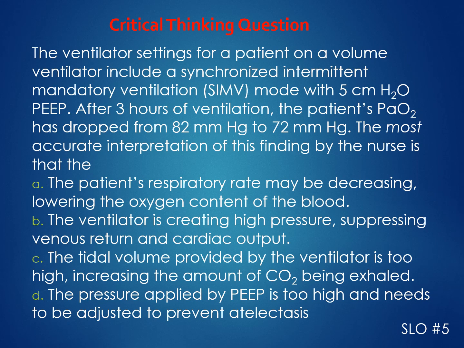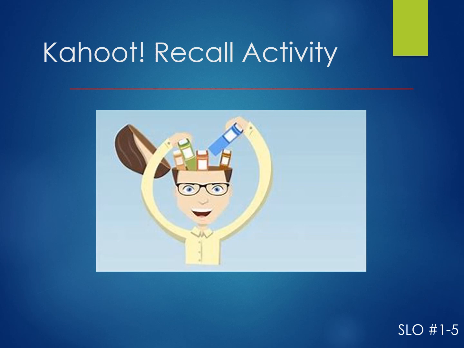Reason being, if you look at their mode, they're on that SIMV mode. So we know that with that mode, it's only giving them a certain number of breaths per minute with the expectation that they're going to take their own spontaneous breaths. So if they're not taking their own spontaneous breaths and they're only getting the support from the ventilator, it's probably not going to be enough. So that's the most accurate response to why their PaO2 has dropped.